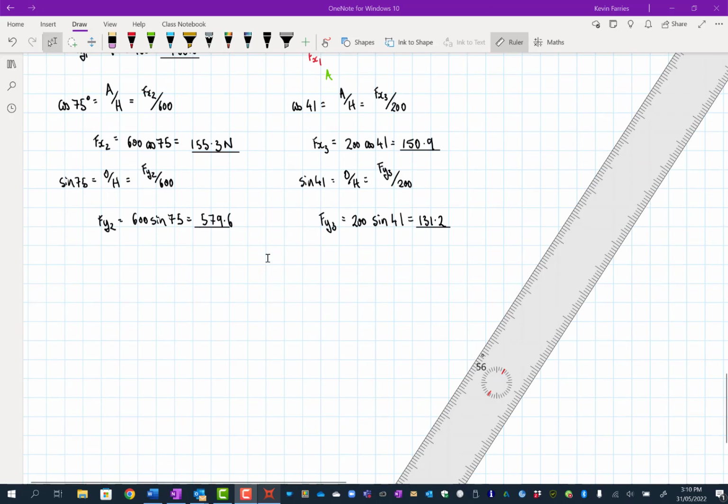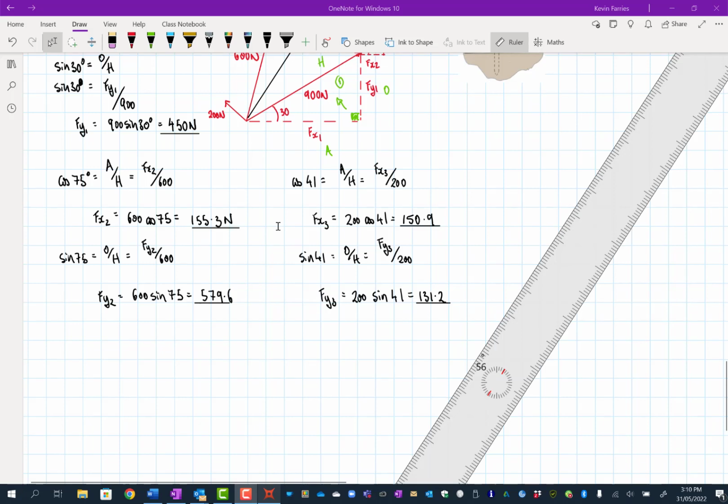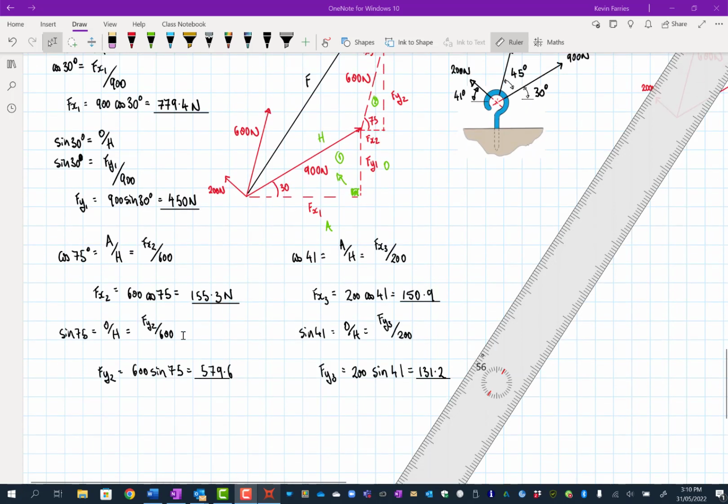Okay, so where we've got to here is we've calculated all the x and y components. So the next thing to do is just to combine those together to get the x and y components of that resultant. So I'll just do that now.